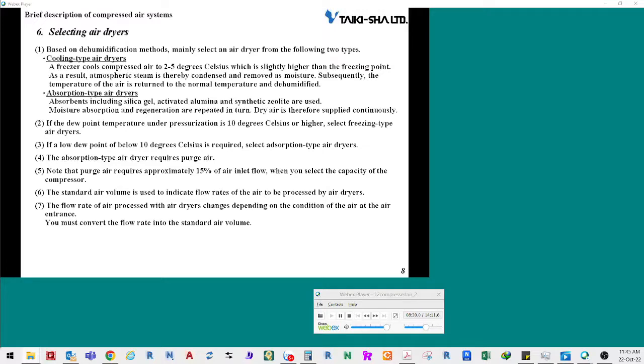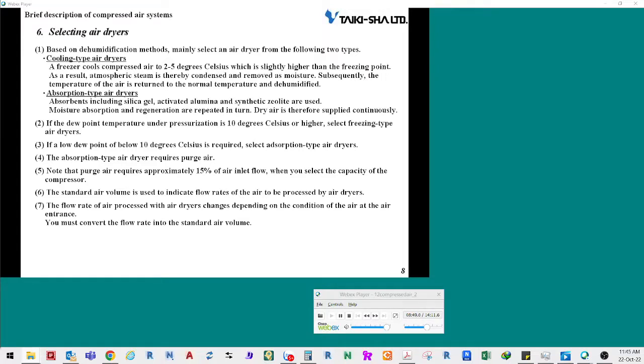Absorption type. Absorbents including silica gel, activated alumina and synthetic zeolite are used. Moisture absorption and regeneration are repeated in turn. Dry air is therefore supplied continuously.